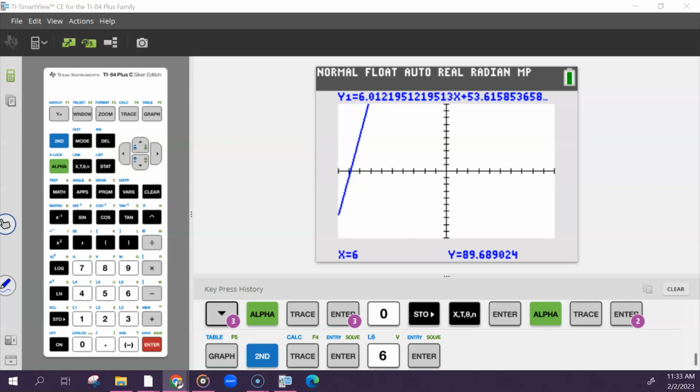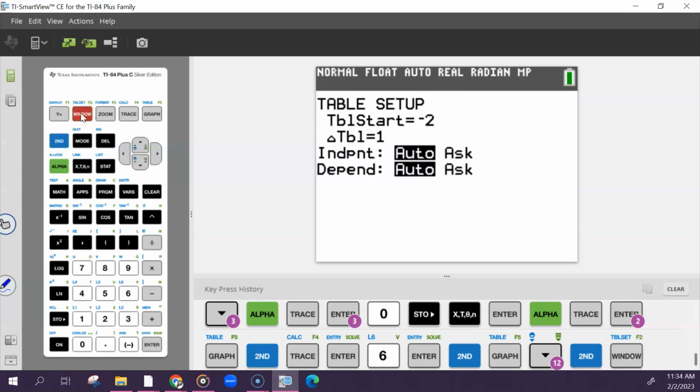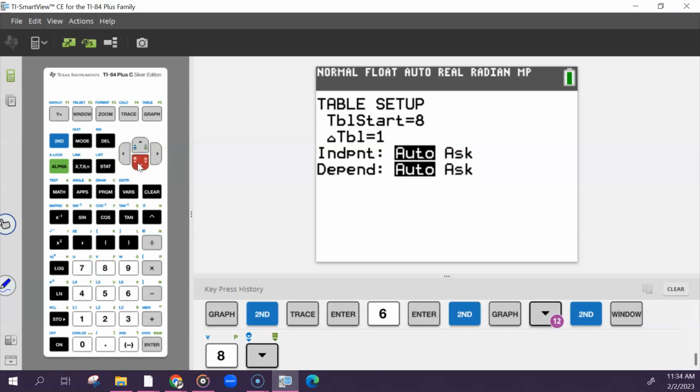So go into your table, second graph. Our y value needs to be greater than 100%. So as we're looking at these numbers, they start to go up. Scroll until you see more than 100. So we can say at 8 hours, this would definitely work, but some of the x values were decimals, so if we wanted to find a decimal, we'd have to change this a bit. So we're going to go into second window, change this to 8, and instead of counting by 1, let's count it by 0.5.